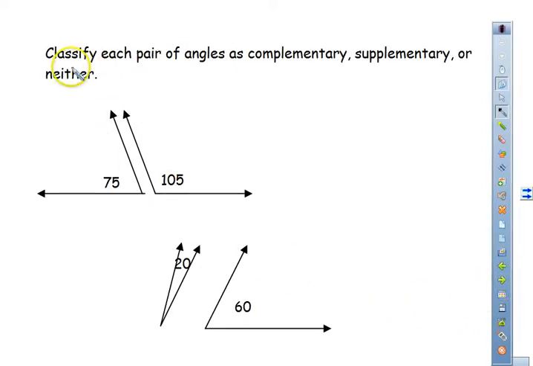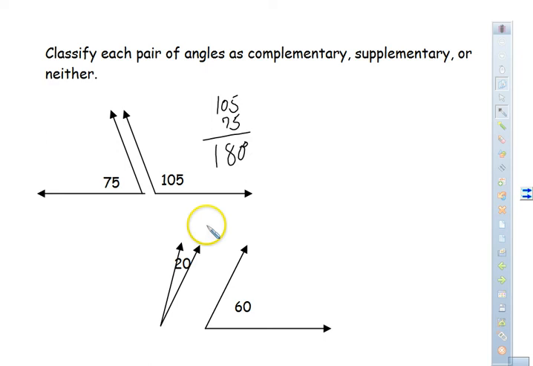Now we're going to answer some more questions. It says, classify each pair of angles as complementary, supplementary, or neither. I'm going to do this first one with you. The question is, what do they add up to? So we take my 75 and the 105, add them together, and we see that we get 180 degrees.